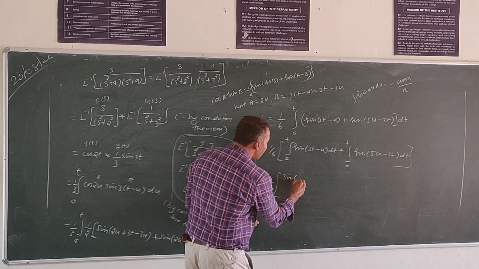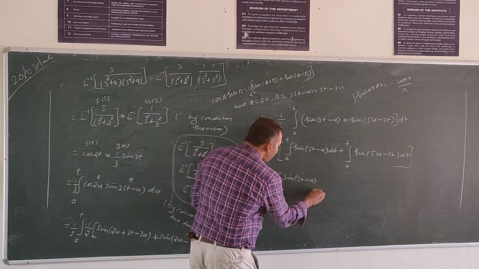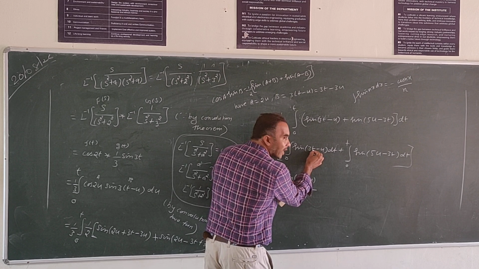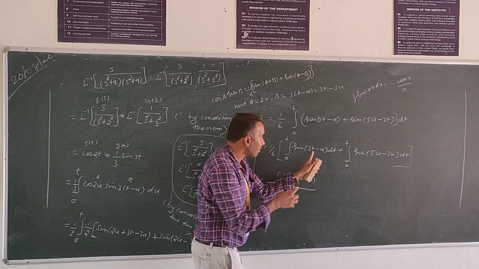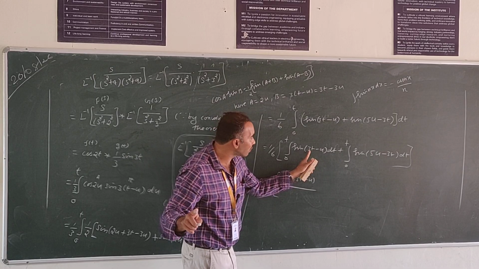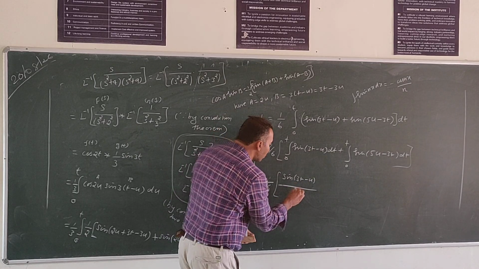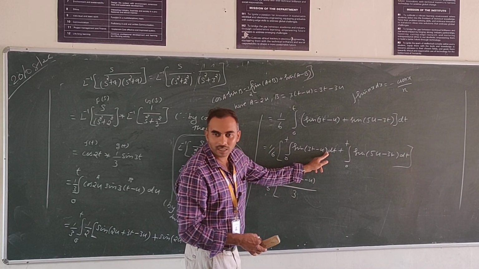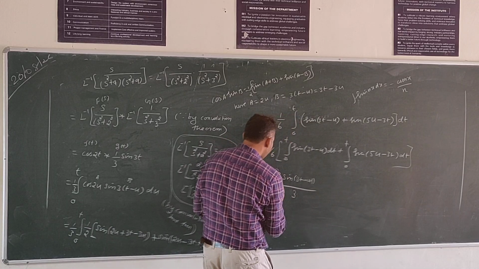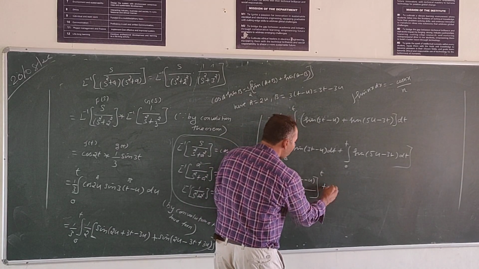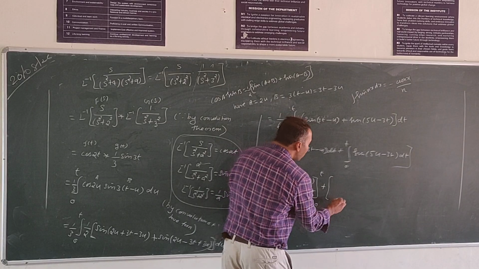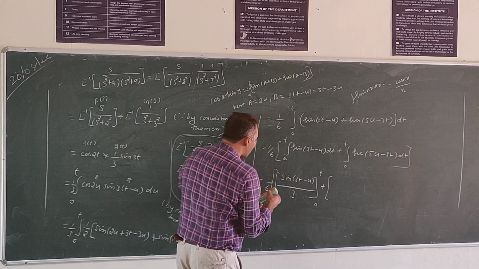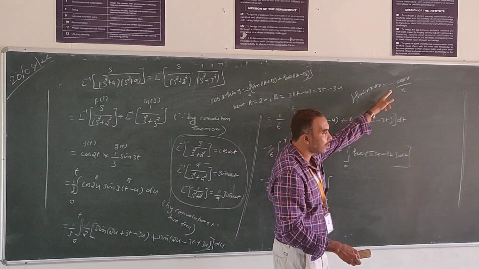First, we write sin(3t minus u) divided by, listen carefully, the coefficient of the variable only. Here, t is the variable. What is the coefficient of t? 3. So we write 3, not 3t minus u. Next, limit 0 to t, plus the next integral. Here the integral of sin will be minus cos.